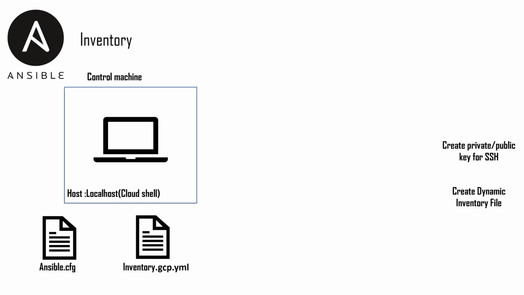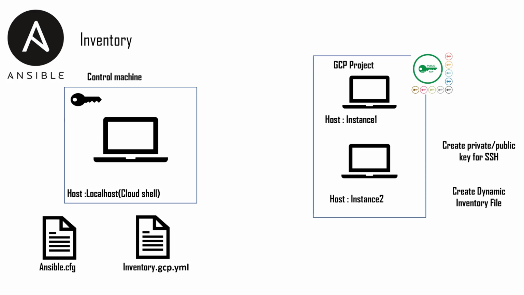So the architecture is going to look something like this. The control machine, or in our case, the Cloud Shell, will consist of the private key, and using this private key and the public key that would be in the metadata of the GCP project, we can create an SSH communication between our control machine, that is our Cloud Shell, and our GCP project. Once you've established an SSH, you would be able to run your Ansible commands or your Ansible playbooks directly in your virtual machine instances.